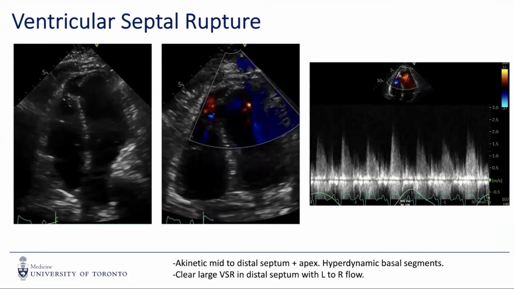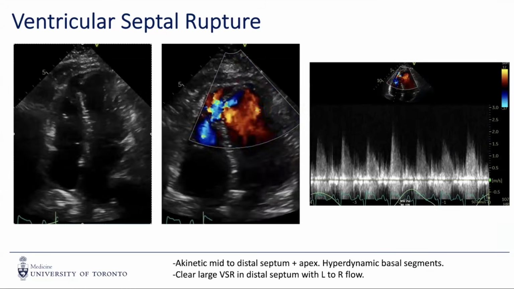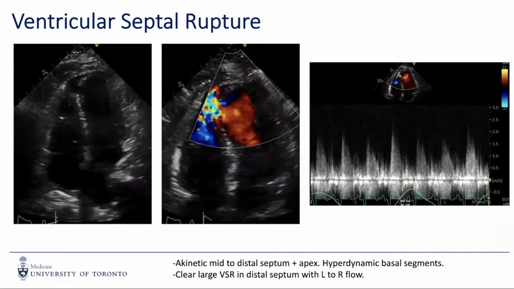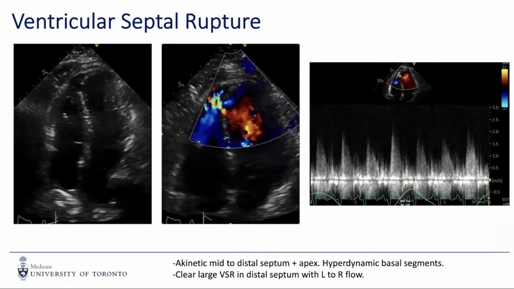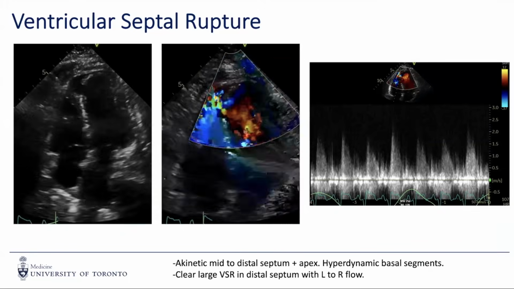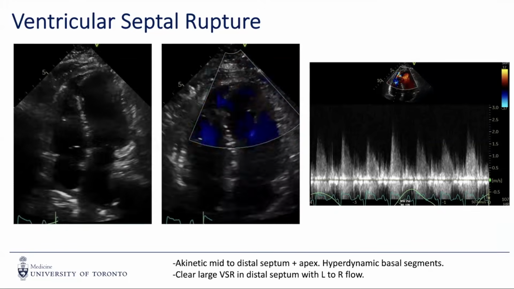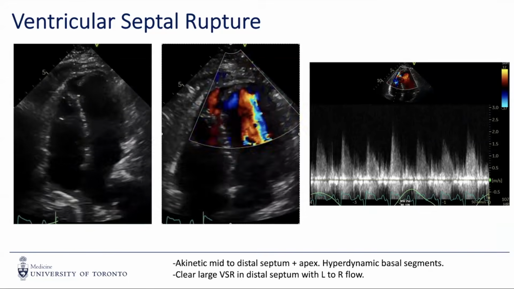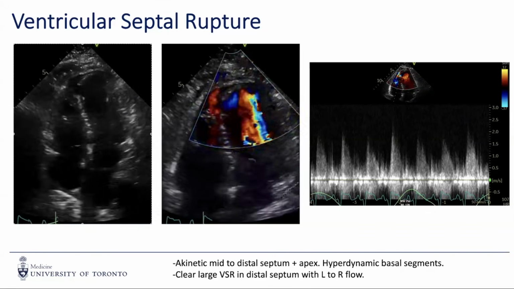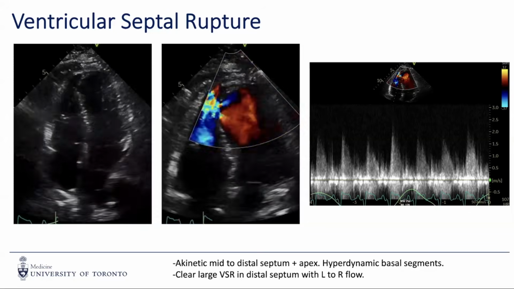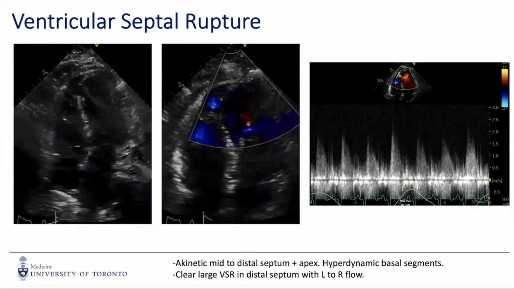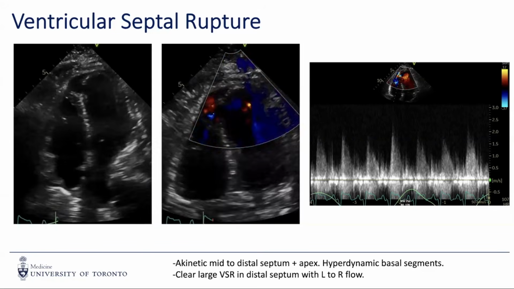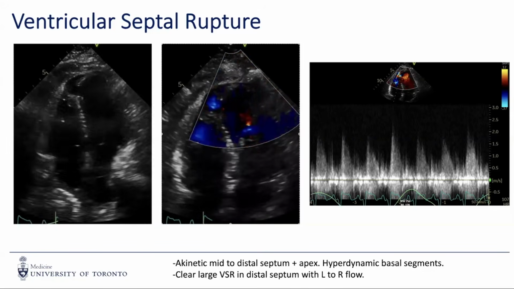This is an example of a VSR. All those echoes are from the St. Mike's library of cases that we have in the echo lab here. You can appreciate how there's a large ventricular septal defect there, distally, with a significant degree of flow. And you can appreciate how the non-affected segments, the basal segments, appear to be hyperdynamic, just to make up for the significant septal motion abnormalities there.